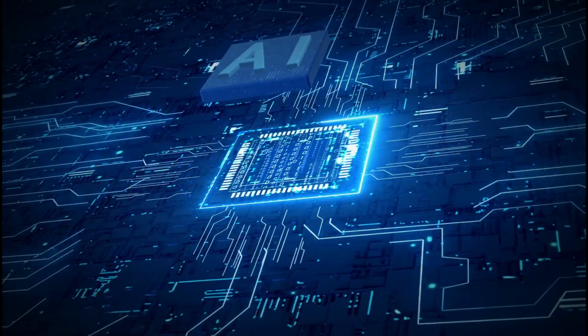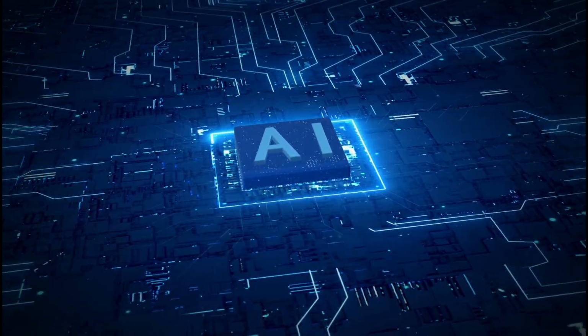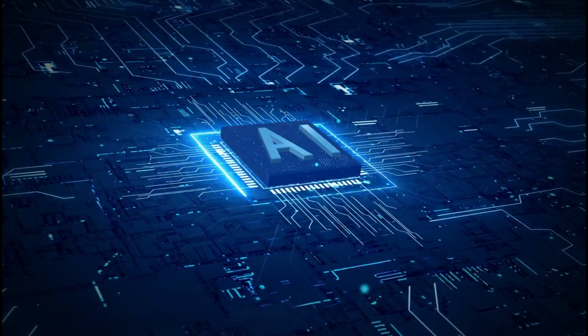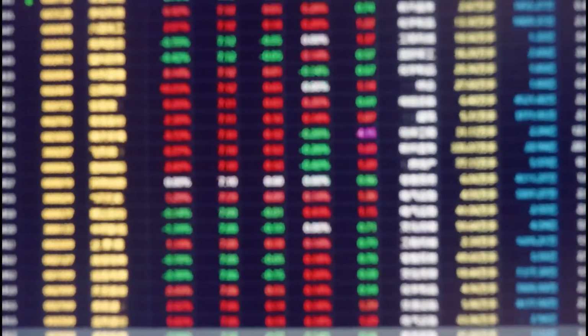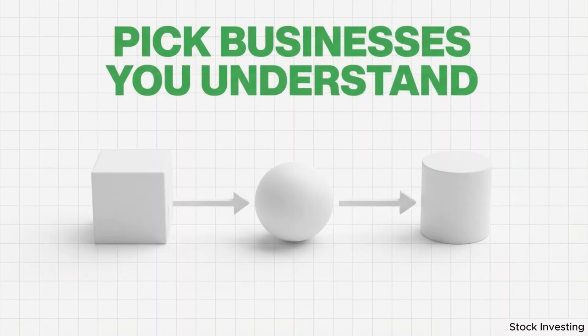Next step is picking a stock. Again, for a beginner, the advice is to select the stocks that are well known. Select the companies that are stable. And secondly, you can also look for the businesses you understand.